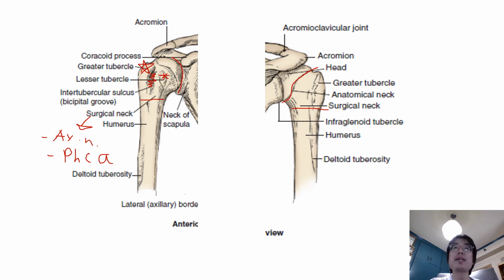The deltoid tuberosity, moving now more inferiorly, is a rough triangular elevation on the lateral aspect of the midshaft of the humerus that marks the insertion of the deltoid muscle.